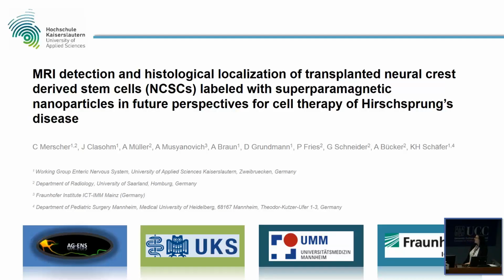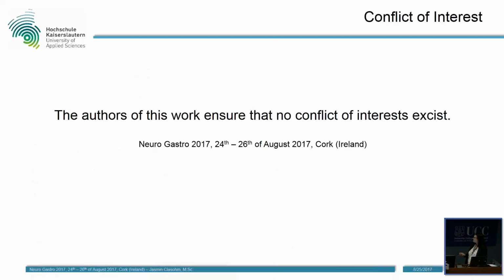Thank you very much. First of all, I would like to mention that the major part of this work is done by my colleague Christina Merscher, also from the group of Professor Schäfer. She was responsible for the MRI detection part, but unfortunately she cannot be here today. So I will try to do my best to clarify MRI detection open points that may occur. Yes, here's the disclosure.